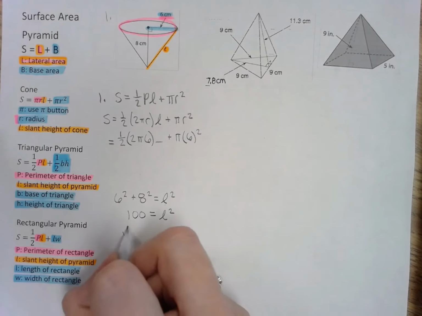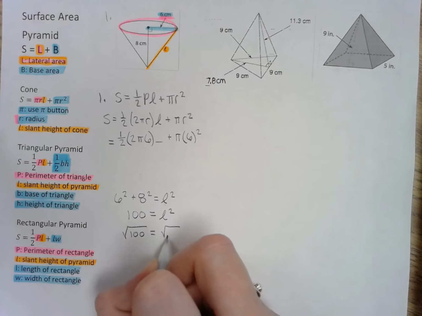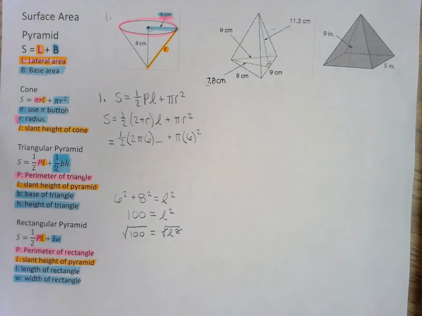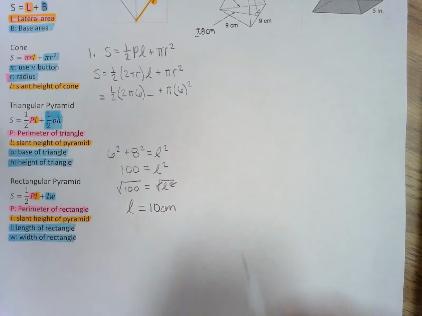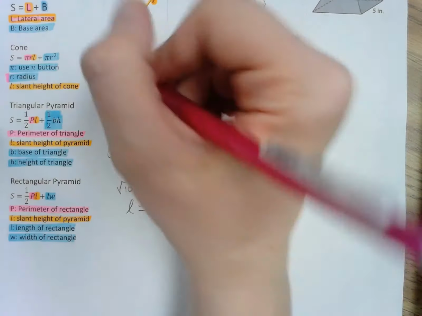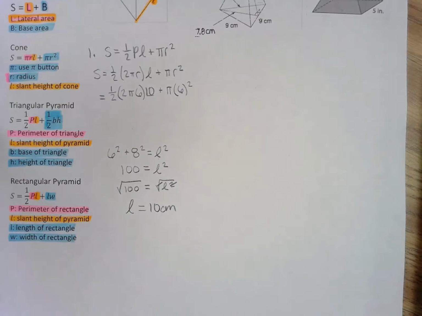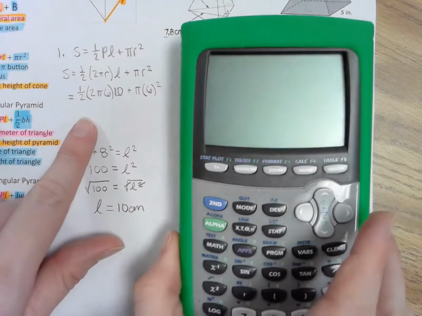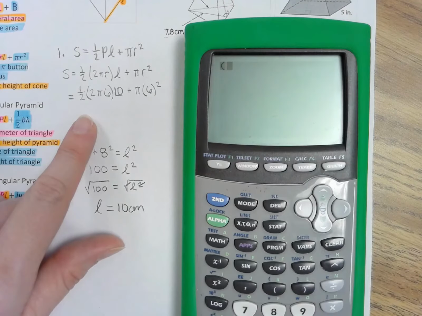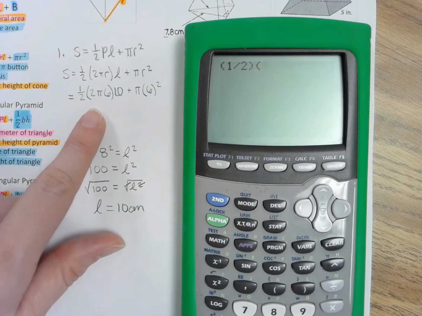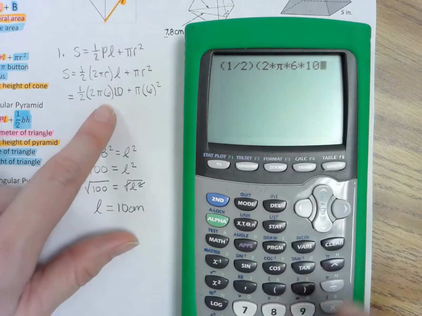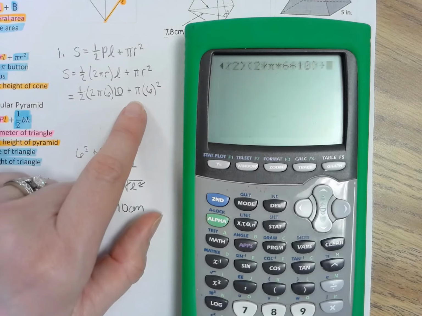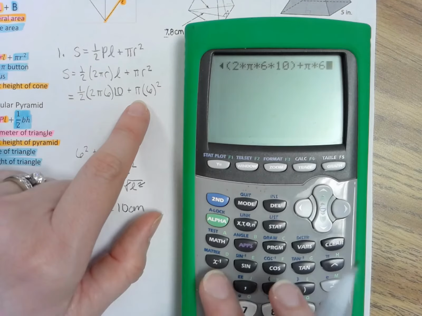In order to solve, of course, we have to take the square root of both sides. Squaring and square root cancel, leaving us with a slant height of 10, and our units are in centimeters. So that is the value we will place in for our slant height. Now we're ready to calculate our surface area. So 1/2 times 2 times pi times 6 times 10. Of course, checking that you've typed everything in correctly. We're also going to add pi times 6 squared.